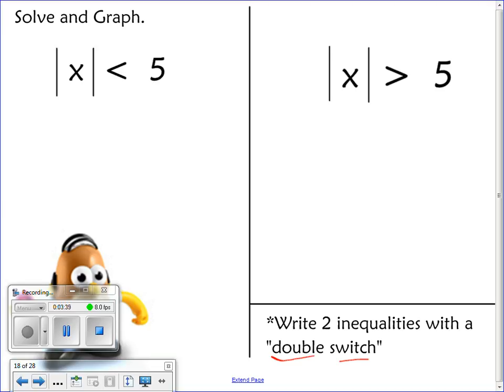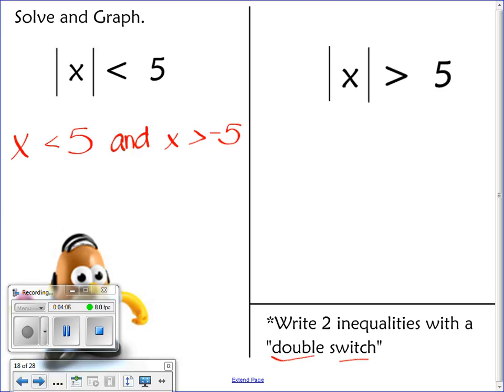So here we go. I'm going to write x is less than 5. Again, just like yesterday, the first thing I write doesn't change. And if it's a less than, that's an and statement. And x greater than -5. Right? We're going to switch the inequality and switch that number to a negative. I'm going to do both.